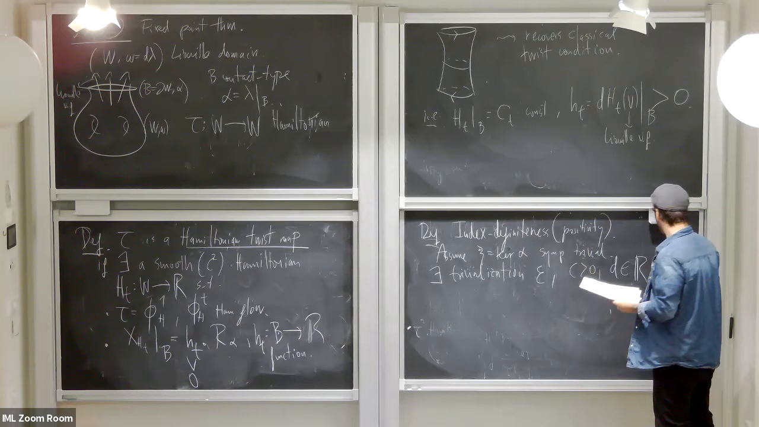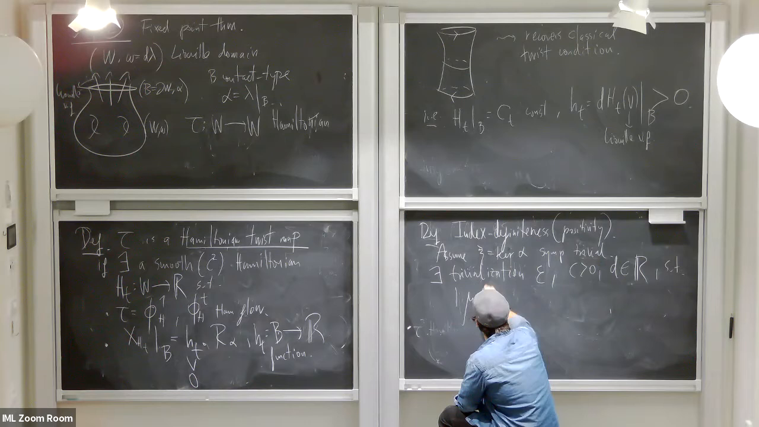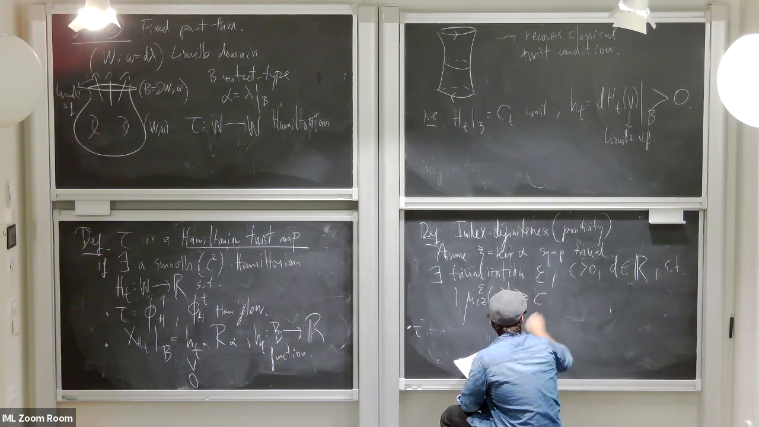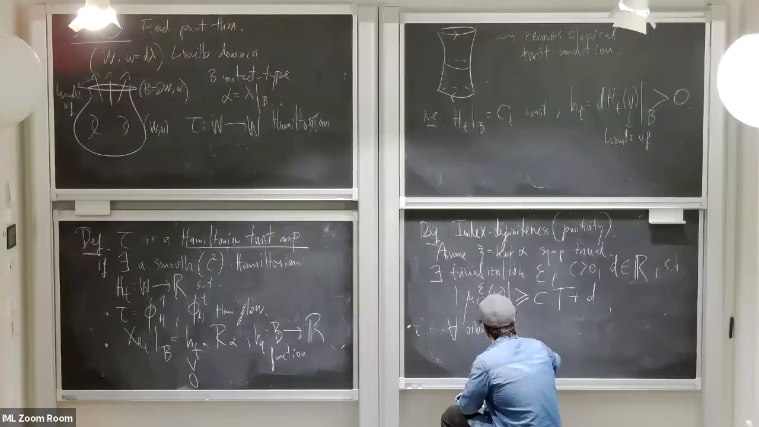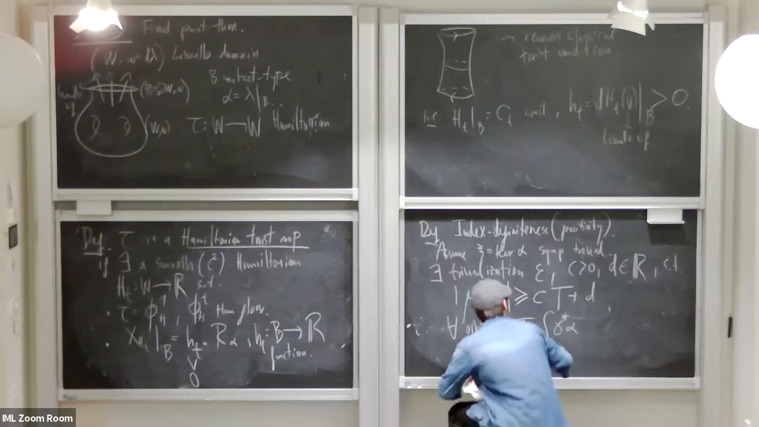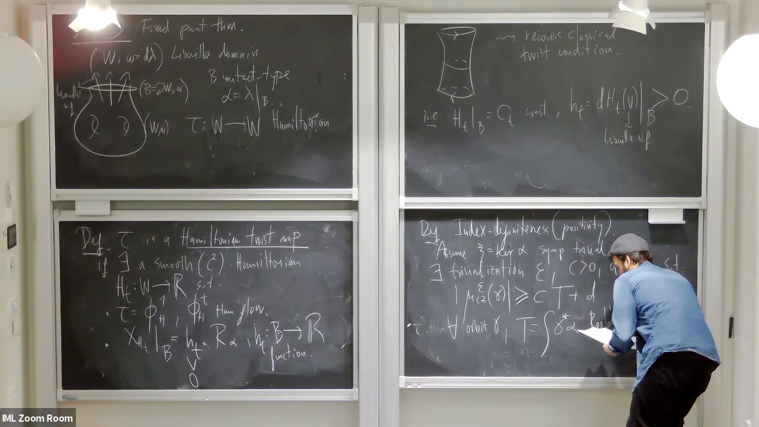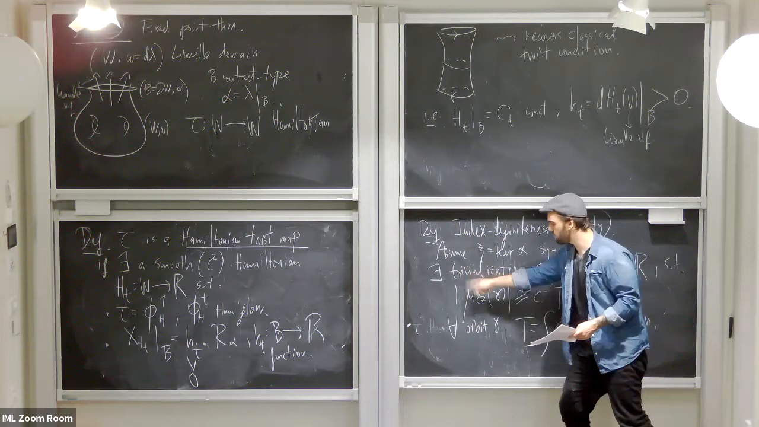such that if I compute the Conley-Zehnder index of every orbit in this trivialization, then its absolute value is supralinear. So here, it's greater or equal than the constant C times T plus D, for every orbit gamma. And T here is the Reeb action of gamma. So this is the definition of index definiteness. To get index positivity, you just drop the absolute value in the definition.